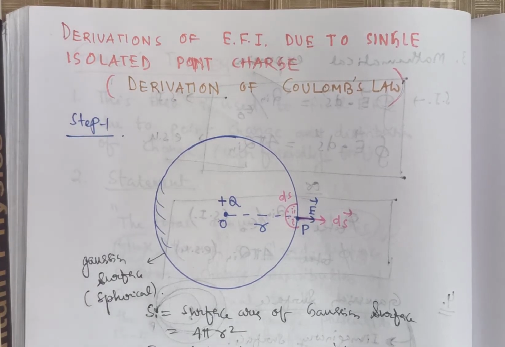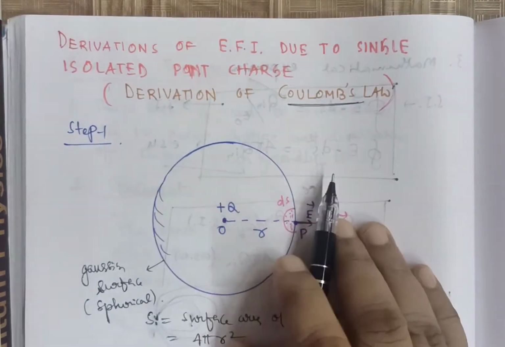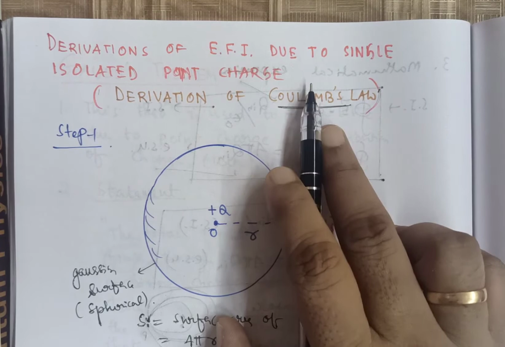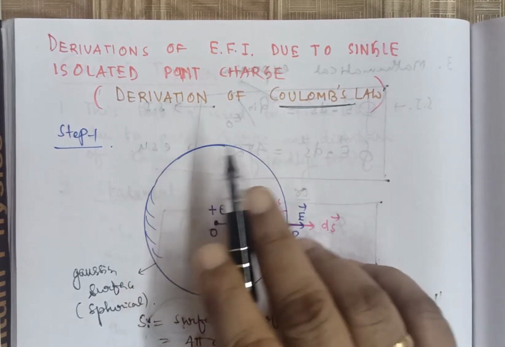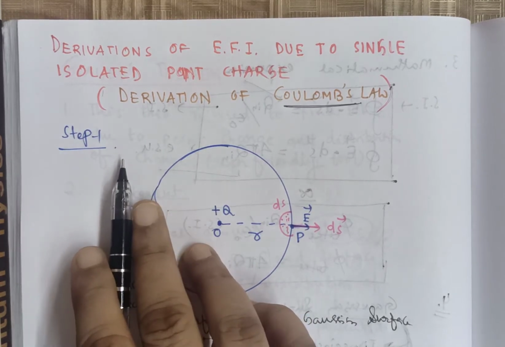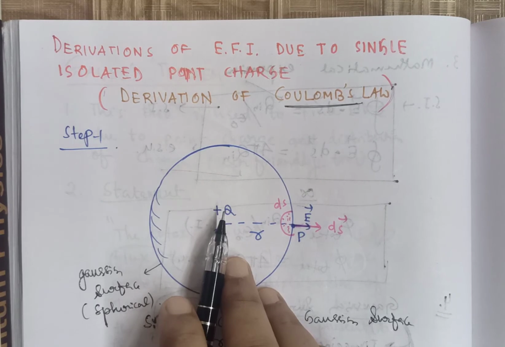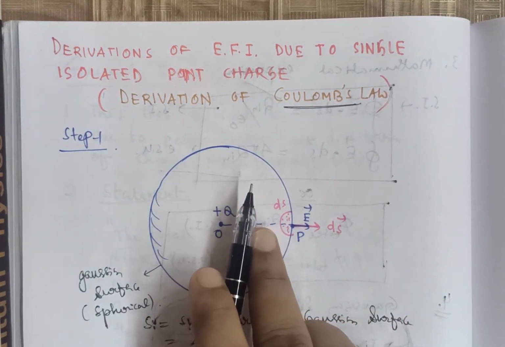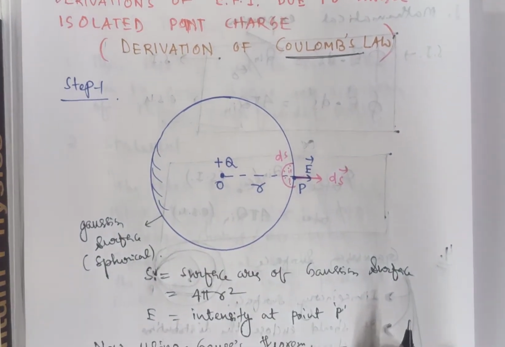Again, by using this derivation, we can also derive Coulomb's law from Gauss theorem. If in an exam a question comes, obtain Coulomb's law from Gauss theorem, then you can do it by this method. There are two steps. In the first step, by using the Gauss law, you calculate the electric field intensity due to a single isolated point charge. Then in the second step, you can explain Coulomb's law. So you will go to step 1.